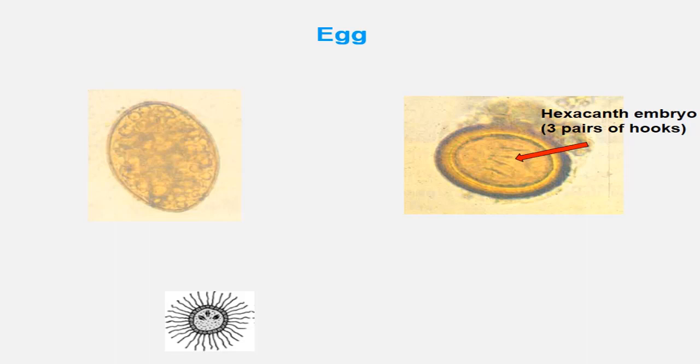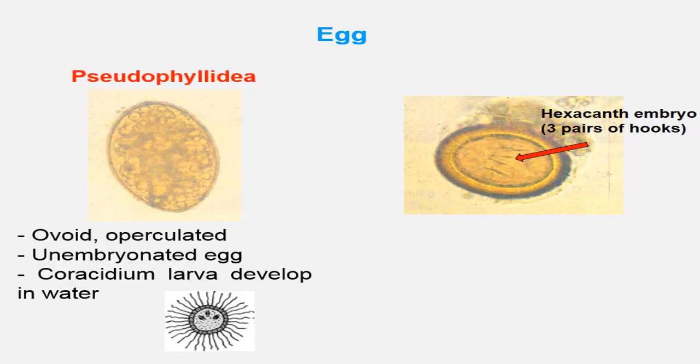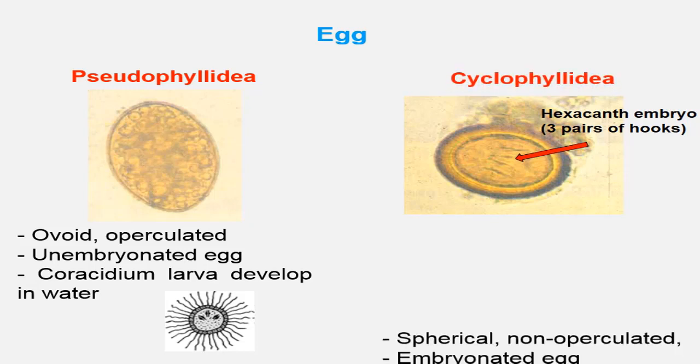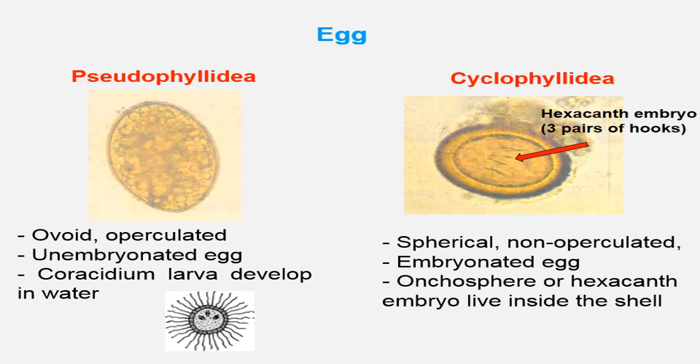About the egg, in order Pseudophyllidea, the egg is ovoid, operculated, and unembryonated, and the coracidium larva develops in water, while in order Cyclophyllidea, the egg is spherical, non-operculated, and the embryo is an oncosphere or hexacanth embryo living inside the shell.